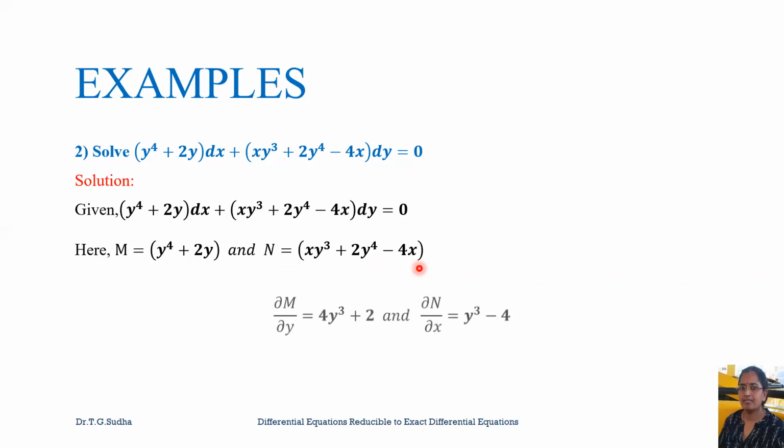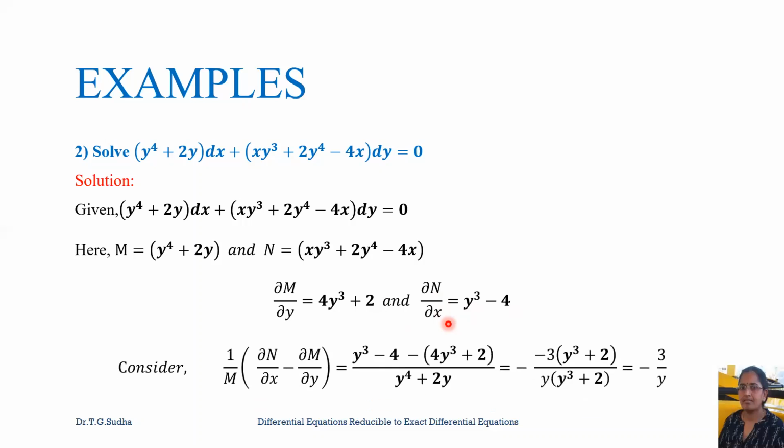Now let us find the partial derivatives of M with respect to y and N with respect to x. So dou M by dou y is 4y cube plus 2 and dou N by dou x gives us y cube minus 4. Now these two are not equal. Therefore, the given differential equation is not exact. So to make it exact, we need to find the integrating factor.